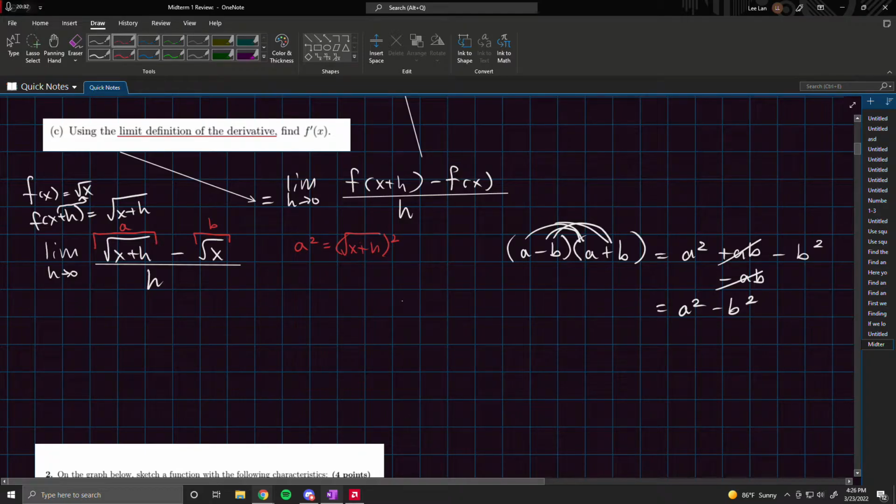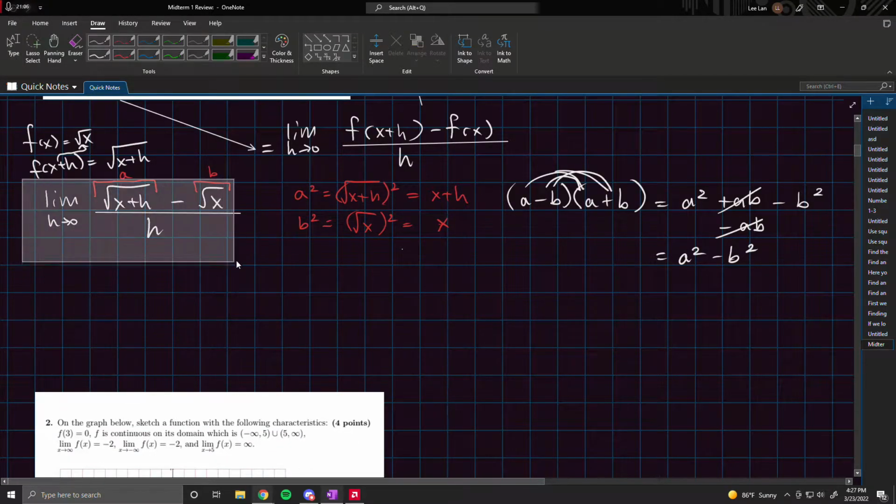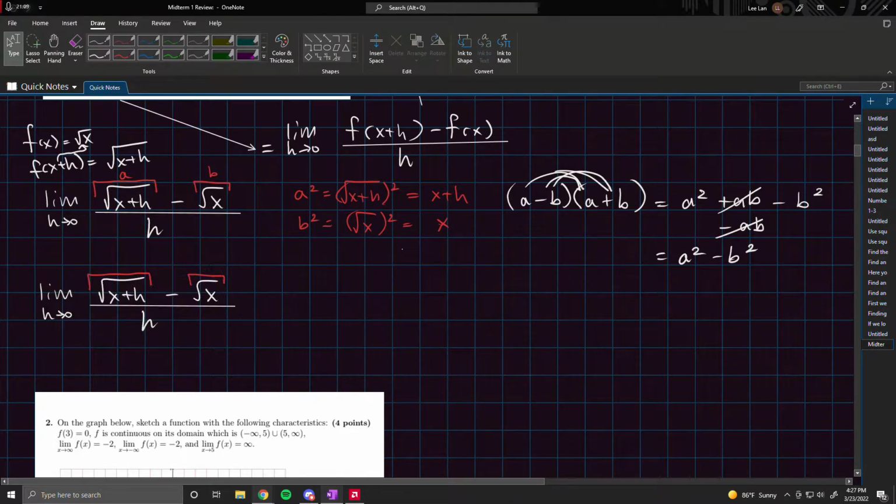Even if it is two terms and they're both being square rooted, it doesn't matter how many terms you have. If the whole thing's being squared and they're all under a square root, then the square root and the square cancel, and you just get left with x plus h. And if you look at b squared, root x squared, that's just x. Okay. Let me just copy this down here.